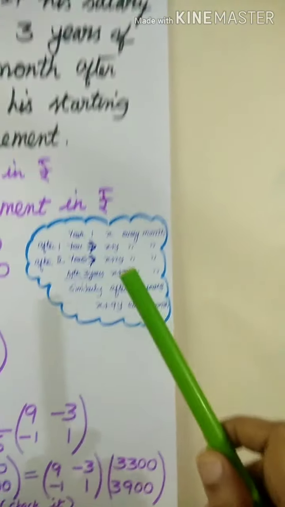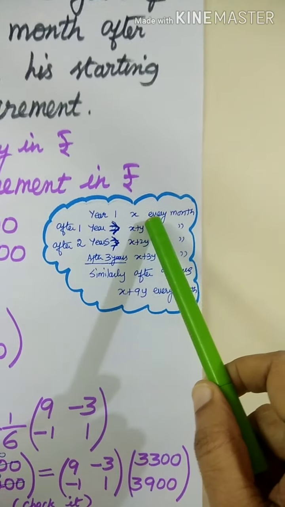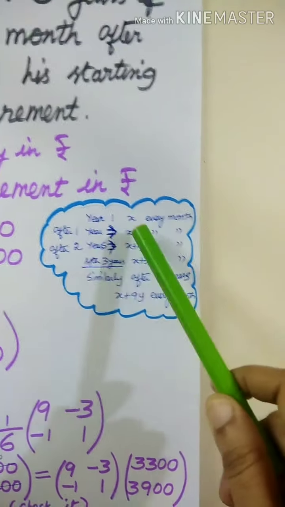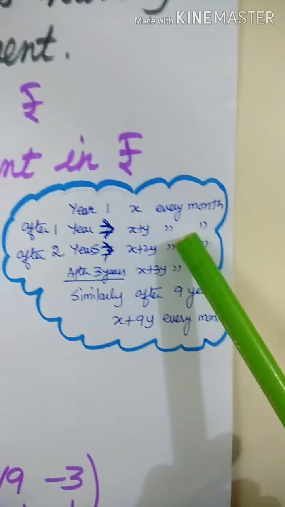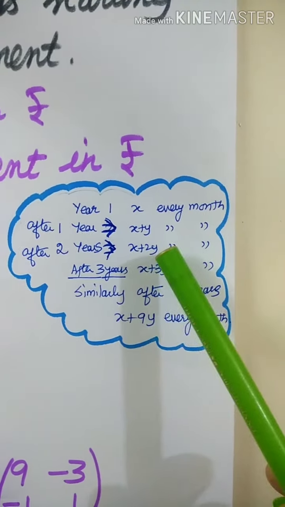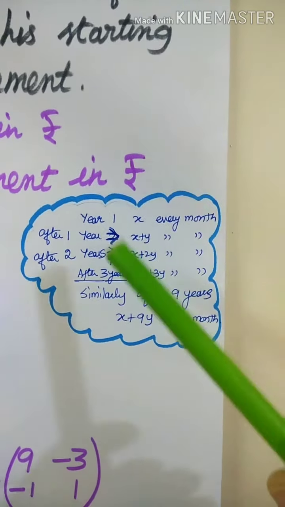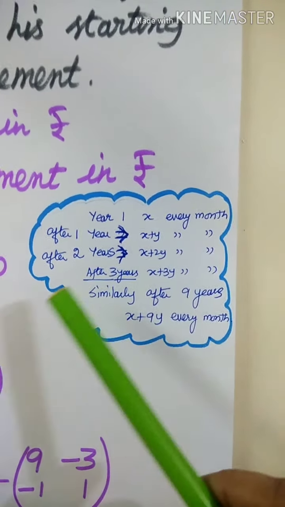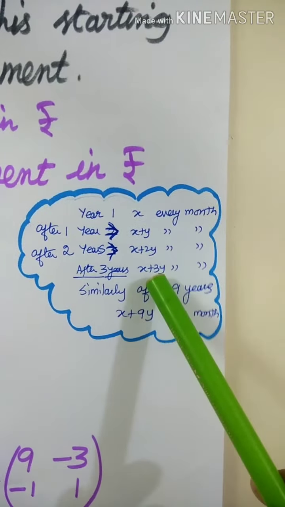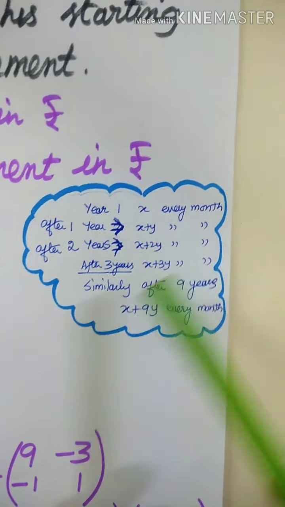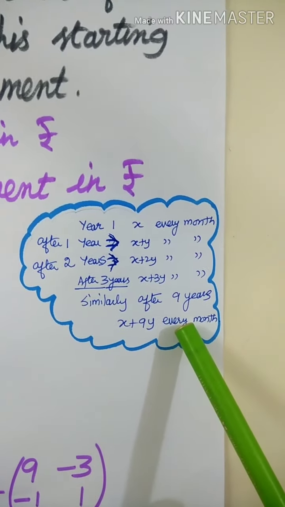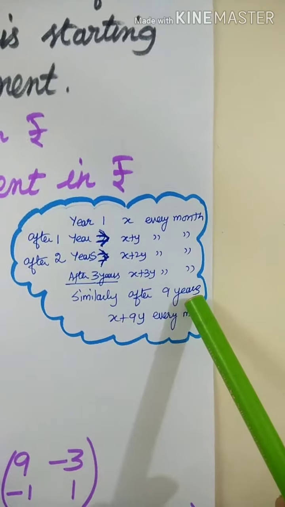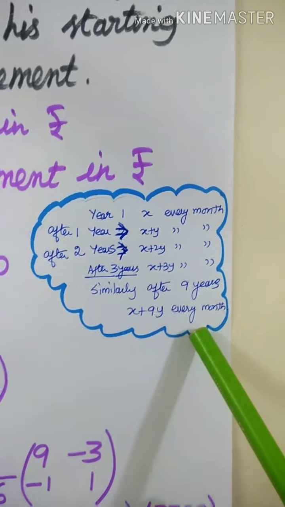So now the question says salary after 3 years. See, first year let me take X as the salary. After first year it will be X plus Y every month. And after 2 years it will be X plus 2Y every month, because first year 1Y, second year 1Y, together it is X plus 2Y. So after 3 years it will be X plus 3Y every month. Similarly, after 9 years is also given in the question. So after 9 years, it will be X plus 9Y every month.